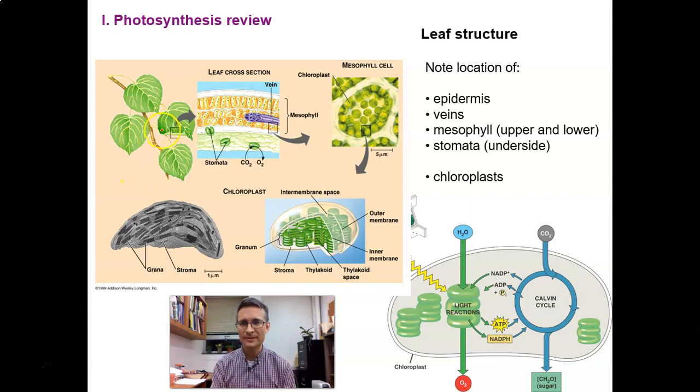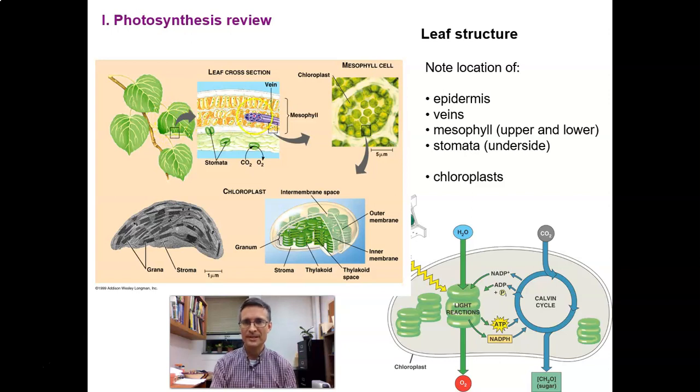All right, so here is a leaf. And we're going to look at a cross-section of the leaf. So in our cross-section of the leaf, notice that we have an upper epidermis and a lower epidermis here. And so these epidermal tissues, of course, are part of our dermal tissue system, protecting the plant from the external environment. In our plant leaf, we also have veins.